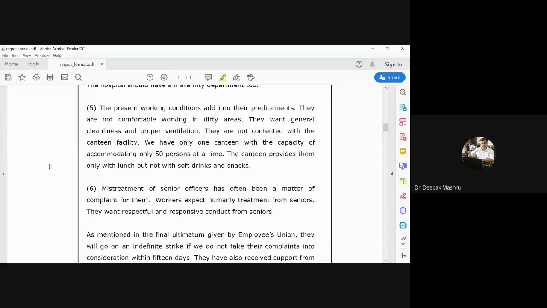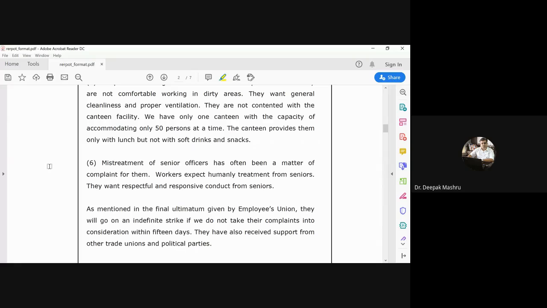We have only one canteen with the capacity of accommodating only 50 persons at one time. And the canteen provides them only with lunch, but not with soft drinks and snacks. Right? So they need snacks along with the meals. Okay. So that's the thing.